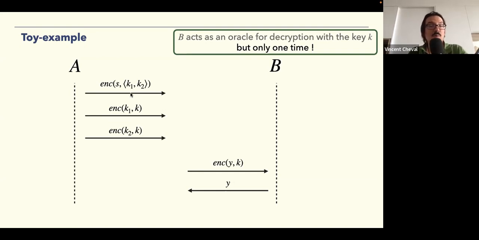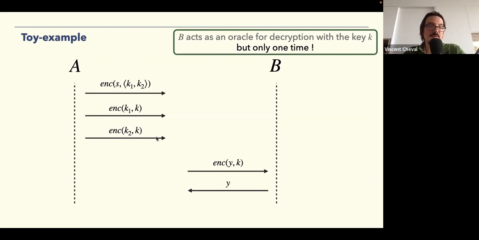So here's the example where you have two participants, A and B. Here all the keys and the secrets are private. So S, K1, K2, and K are all private. B acts as an oracle for decryption with the key K. So the attacker can give in any encryption by K and get the plain text, but only once. On the other hand, A sends the encryption of S by the pair of keys K1 and K2. It is a strange key, but let's assume it's a key. Also the encryption of K1 by K and the encryption of K2 by K.